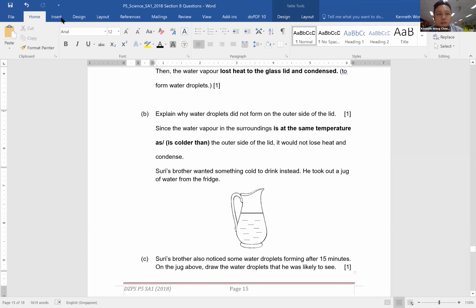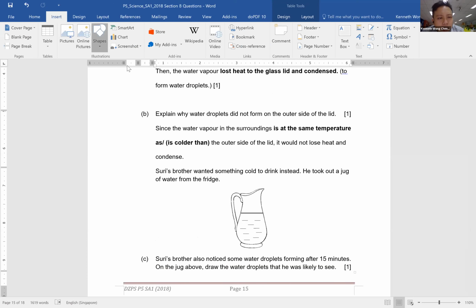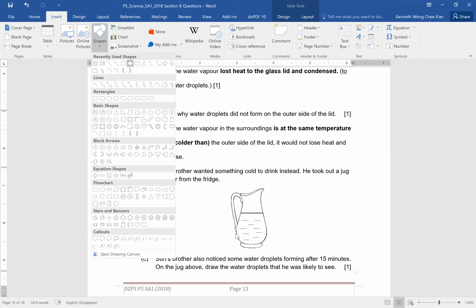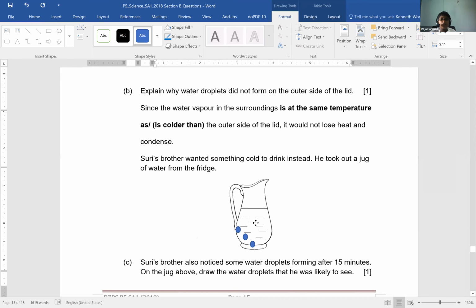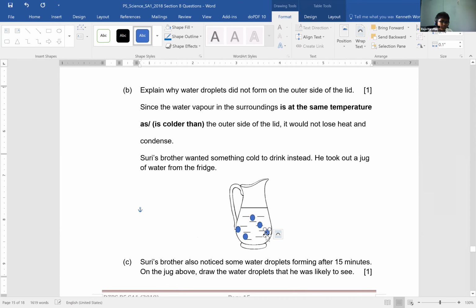Okay, this one no problem, right? Where do you find the droplets? Let me draw. On the outside of the jar. Okay, correct. Outside of the jar, where the water is. Only where the water is. So if you put here, it's wrong. Here, here. You can draw as many as you want. Doesn't matter.